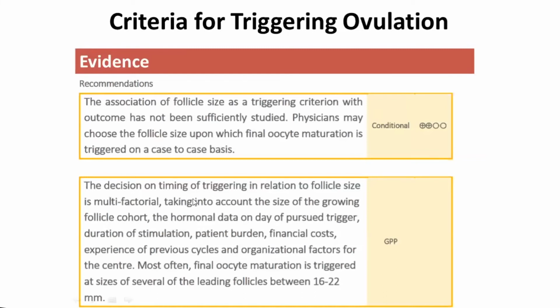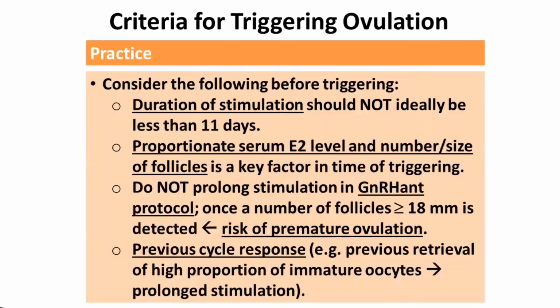The decision of the timing for triggering is very complicated and one of the very critical decisions during stimulation. It's multifactorial. It depends upon the duration of stimulation, the patient burden, cost, number of the follicles. From practice, consider the following before triggering. Number one, the duration of stimulation should not ideally be less than 11 days. Sometimes when you start stimulation, you reach the size of the mature follicles on day 8 or day 9 of stimulation.